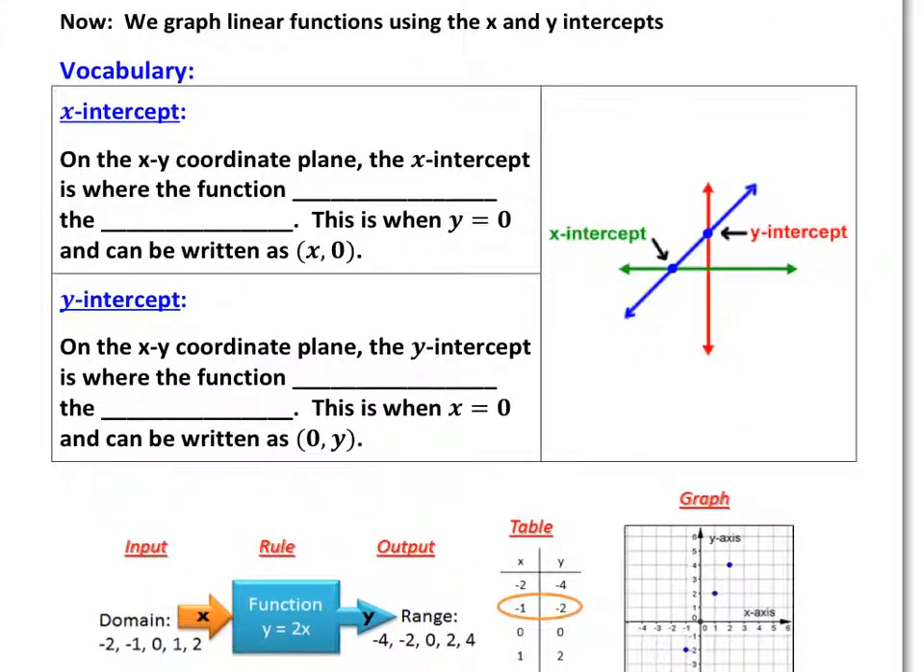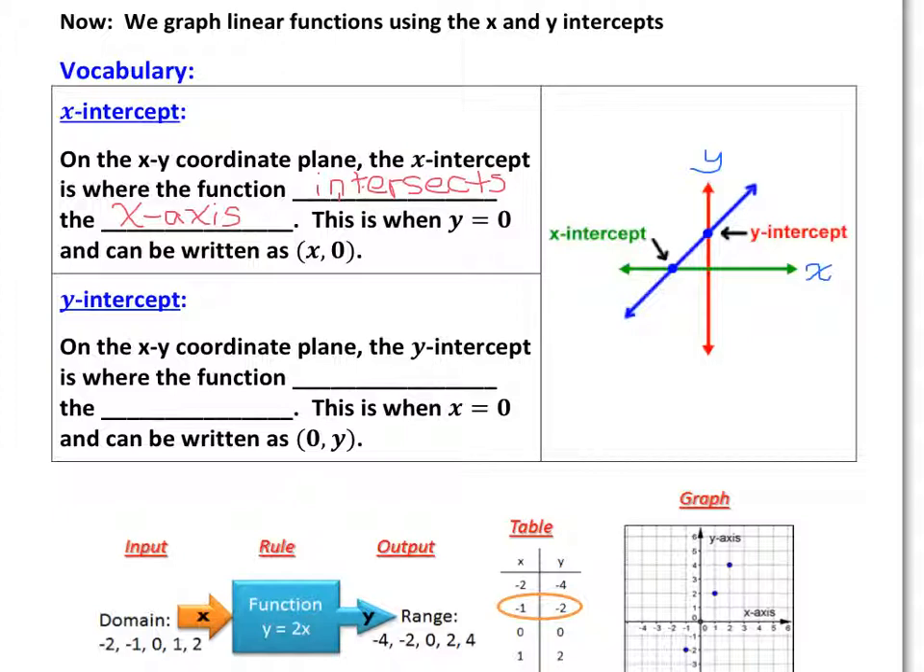So let's talk about what those intercepts are. The x-intercept is something that happens on the xy coordinate plane when the linear function intersects the x-axis. That's where it intersects the x-axis. As you know, the x-axis here is the horizontal axis. Let's go ahead and label that. And the y-axis is the vertical axis.